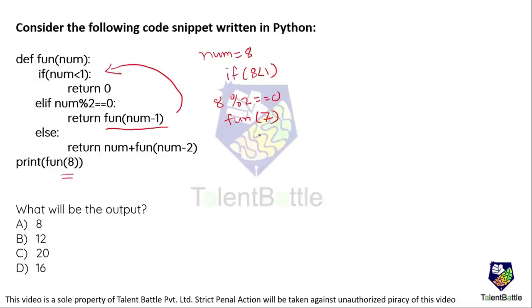Again it will check, right, is 7 less than 1? When 7 is less than 1, this condition is false, it will come back to the else part, and again it will check the modulo division for 7.